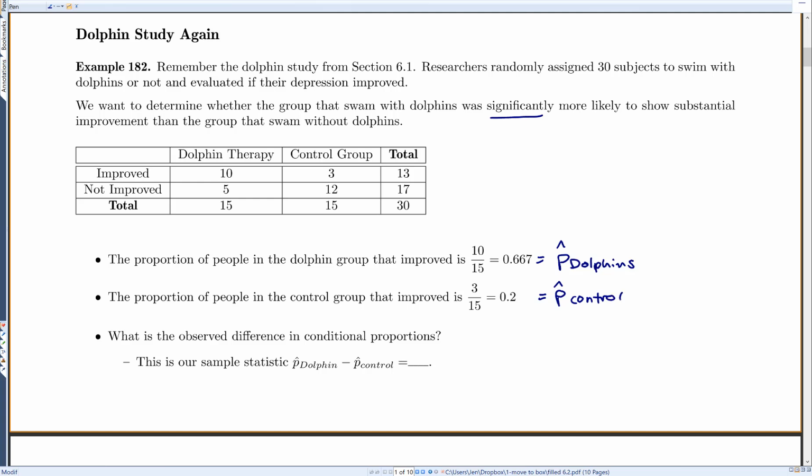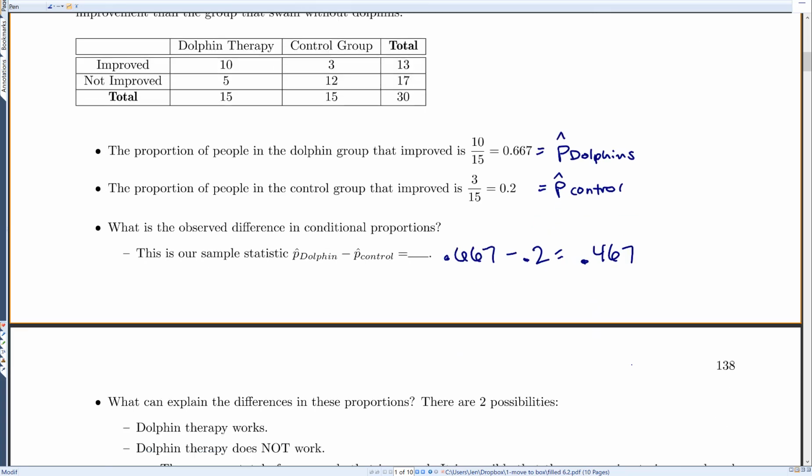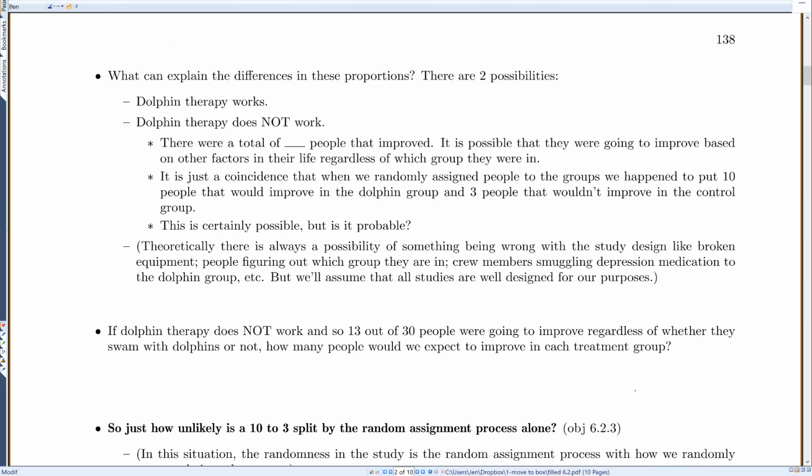Now we said there's different ways we can compare these, and we're mostly going to work with the difference. So if we want to find the observed difference in the conditional proportions, that's what we're going to call our sample statistic, what we're actually going to be doing all of our simulations on. So it's just the difference in the sample proportions. And so you just do 0.667 minus 0.2. So that gives me 0.467. So that was the difference that I saw in my sample proportions.